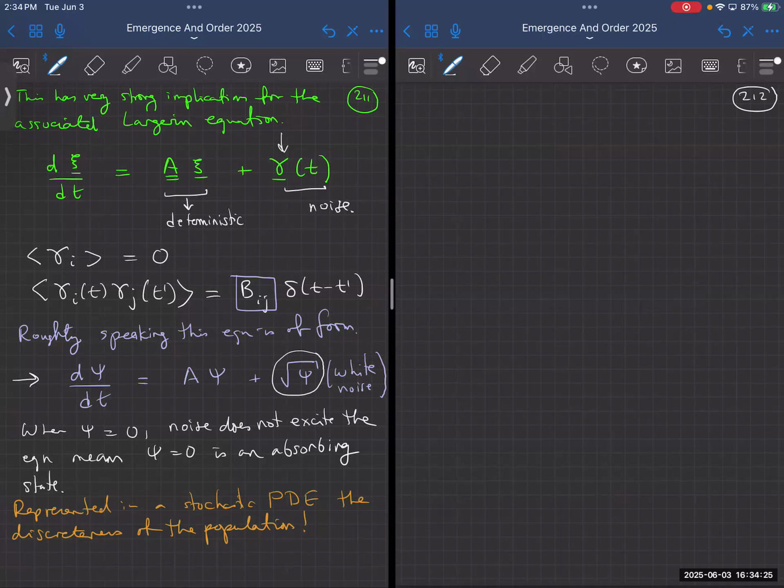So the next question is, what do we compute? And so my answer to that is we're going to solve the Langevin equation.